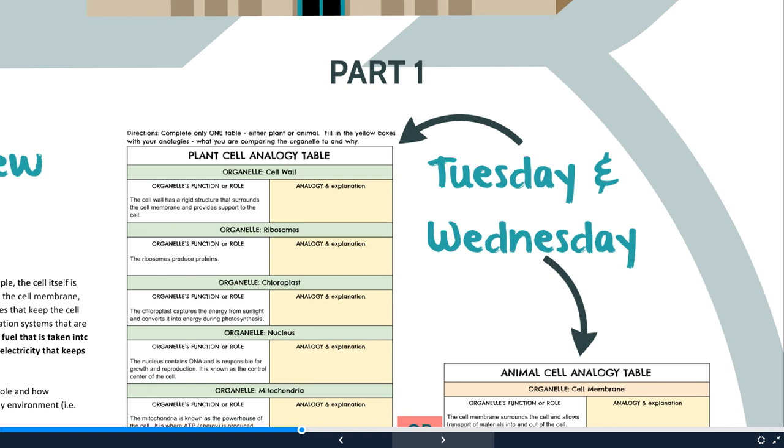I'm going to say it again. You are only supposed to do either a plant cell or an animal cell, which means you finish one of these tables, not both of them. And you have Tuesday and Wednesday to finish one of those tables.